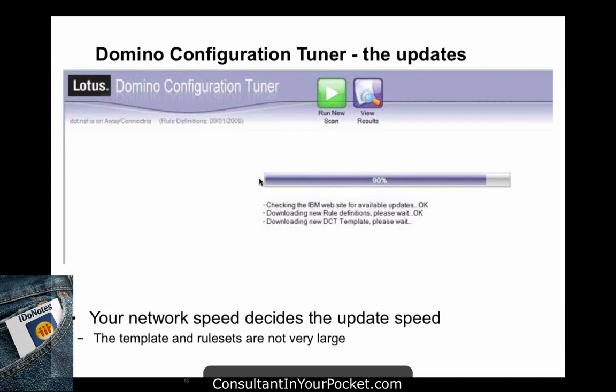So your network speed is going to decide the update speed, but it's very tiny. Megs is all it is. We're not talking gigs of data. We're talking megs of data. It's not that big of a deal. But it'll take a couple brief moments. It'll download. It'll show you the status bar. It'll then take the template and get ready to apply it with the new rules and update it for you.